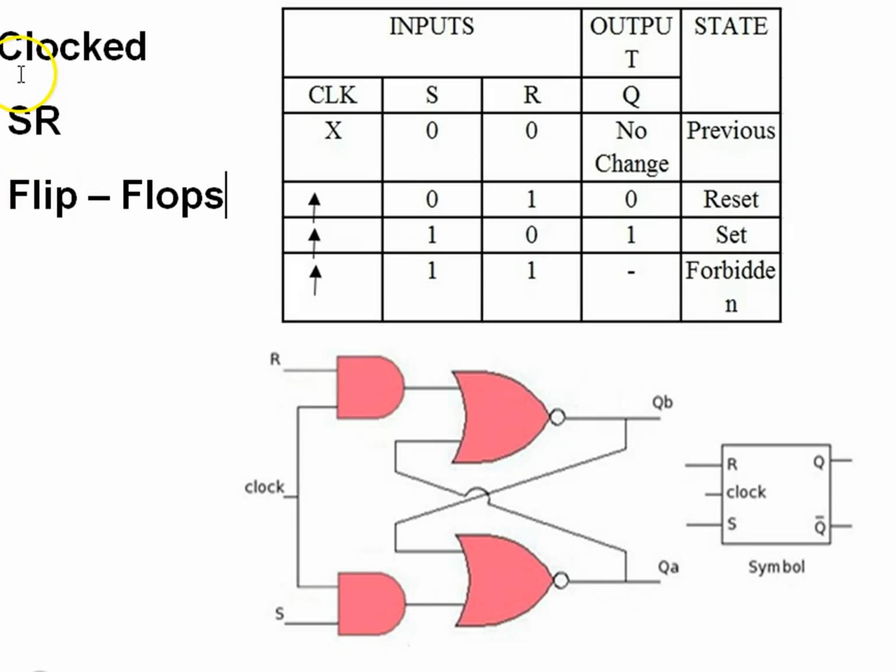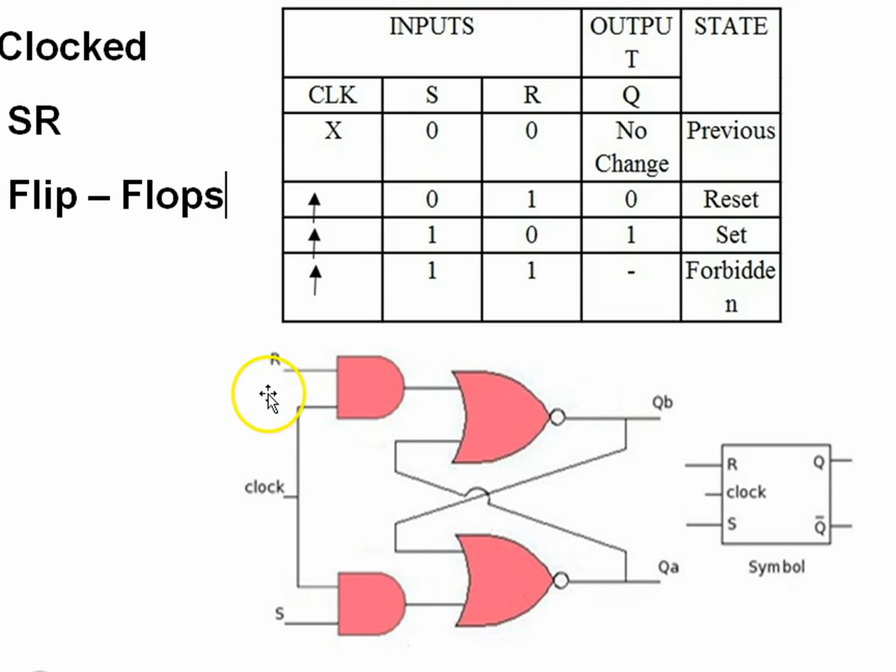This is the clocked SR flip-flop. This is the circuit of the normal SR flip-flop. What we did is connect two AND gates. One AND gate is connected with one input of the SR flip-flop or RS flip-flop, and the second AND gate is connected with the second input of the RS flip-flop.